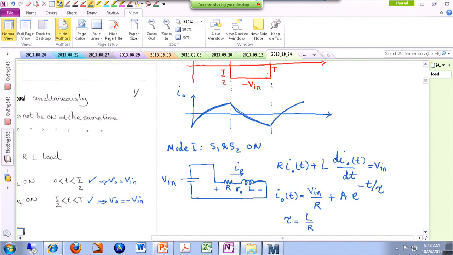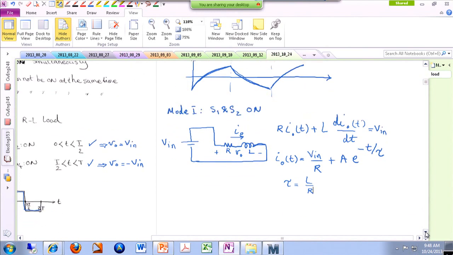Then later on, we have to find A, which is actually determined by the initial conditions in the system. So this is mode 1. What about mode 2? In this mode, we are turning S3 and S4 on. All right, so now the circuit looks like this.